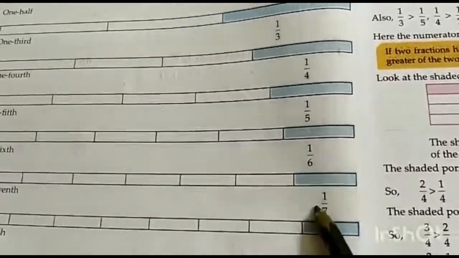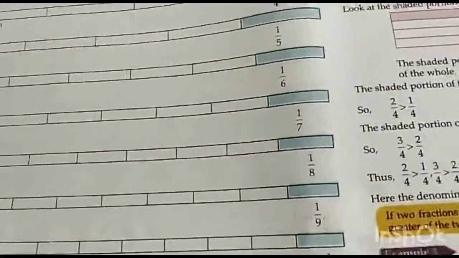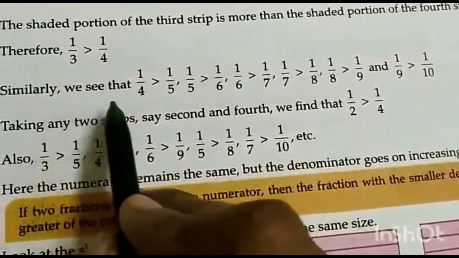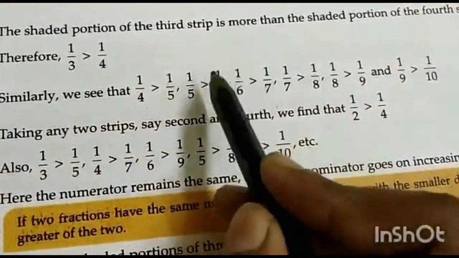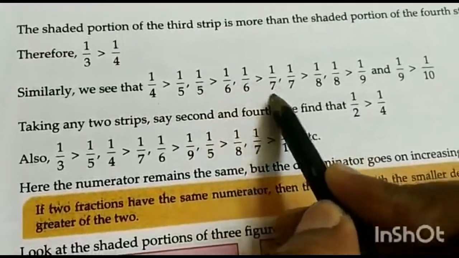1 by 7 is greater than 1 by 8. And 1 by 8 is greater than 1 by 10. Here also it is written like that only. Similarly, we say that 1 by 4 is greater than 1 by 5. 1 by 5 is greater than 1 by 6. 1 by 6 is greater than 1 by 7.